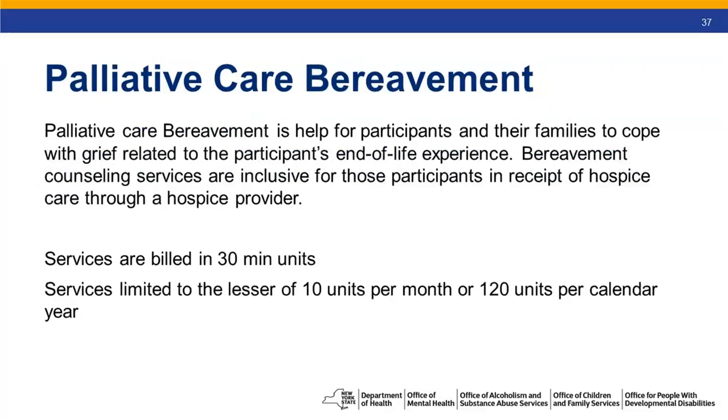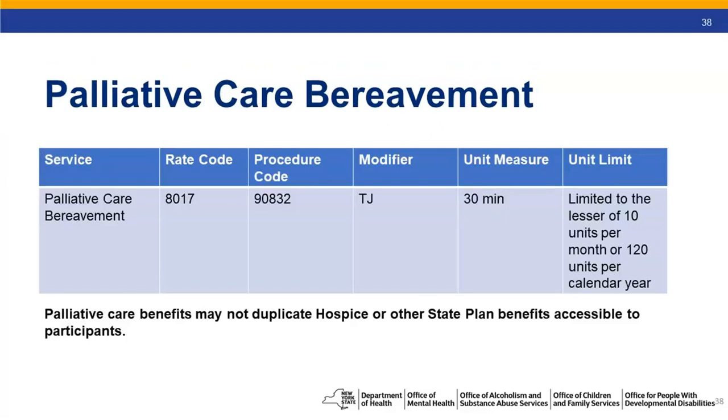Moving us along to palliative care bereavement. This service is to help participants and their families cope with grief related to the participant's end-of-life experience. This service is billed in 30-minute units, so as you can see, it's different. The service limit is the lesser of 10 units per month or 120 units per calendar year. So again, it's important to note how this particular service is billed in both the measure of units and the limits. The rate code is 8017, and the procedure code is 90832, with again the unit measure of 30 minutes and the limits described earlier. The palliative care benefit, again, as before, cannot be duplicated with hospice or other state plan benefits accessible to participants.